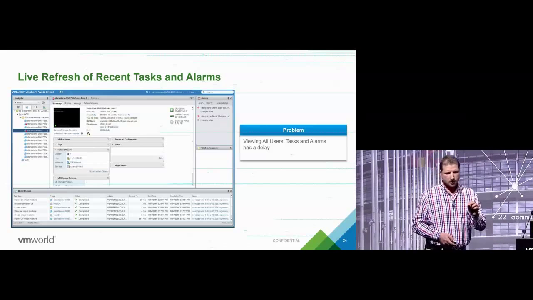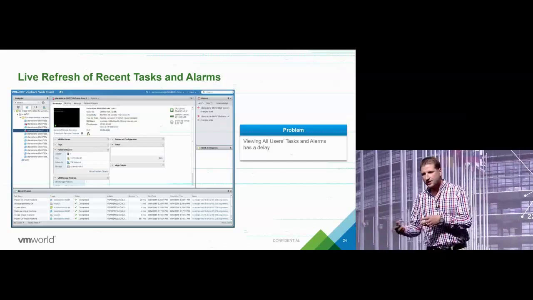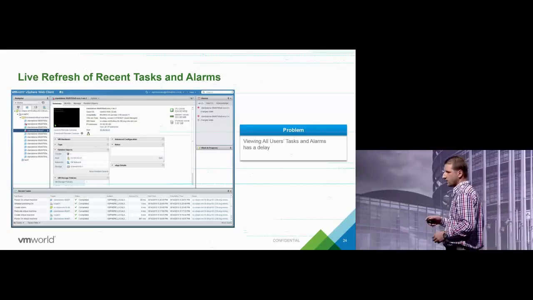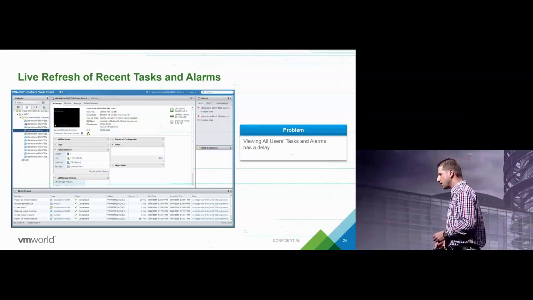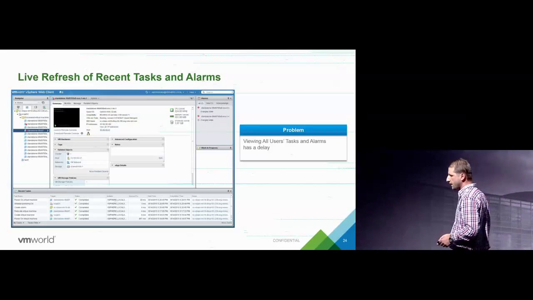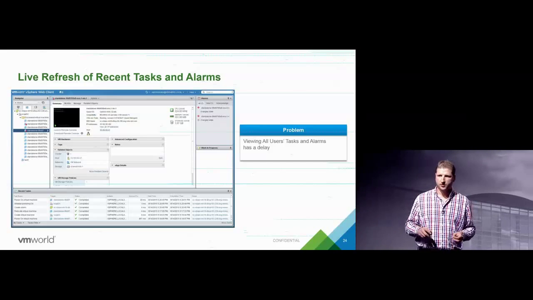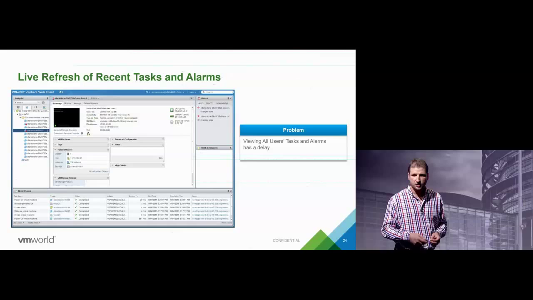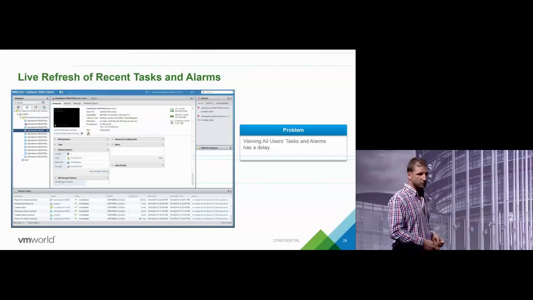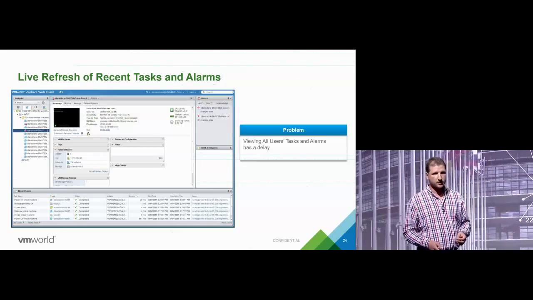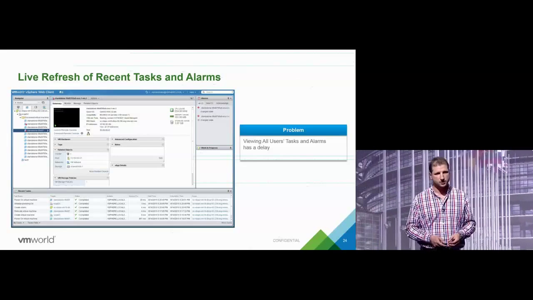Now, the thing is that with the legacy VI client, how this worked was pretty heavy on the virtual center server. And actually, this was one of the reasons why you can reach the famous widescreen of death for the VI client. You could bring the virtual center server down by hammering it with requests for updates of tasks, alarms, and different objects.